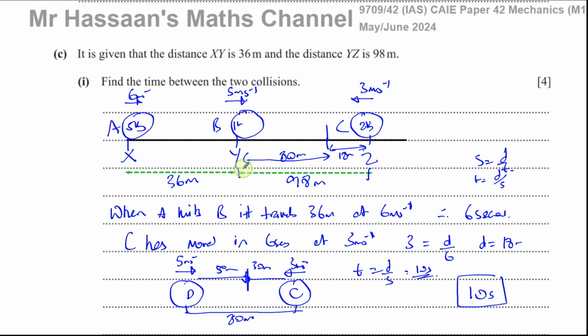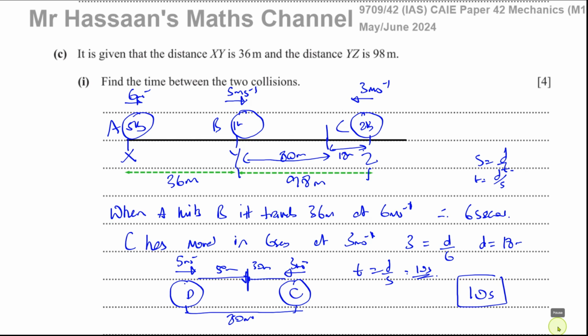These two, in that 6 seconds, this is going to start now moving this way, as a combined particle with A, at 5 meters per second, and this is now moving at 3 meters per second. They have 80 meters to cover, so this is going to travel 50 meters, this is going to travel 30 meters when they collide. That's the second collision. That's going to take 10 seconds. So from the time of the first collision to the second collision is 10 seconds.